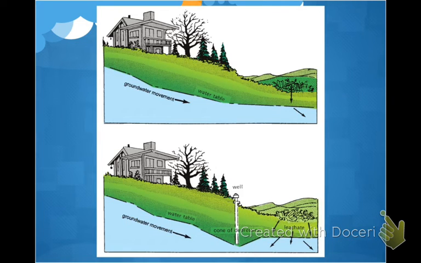Now, pretend this is your house, okay? And so you dig a well, and you dig your well right here. If your groundwater is moving this way, then that's perfectly fine. Everything is good.